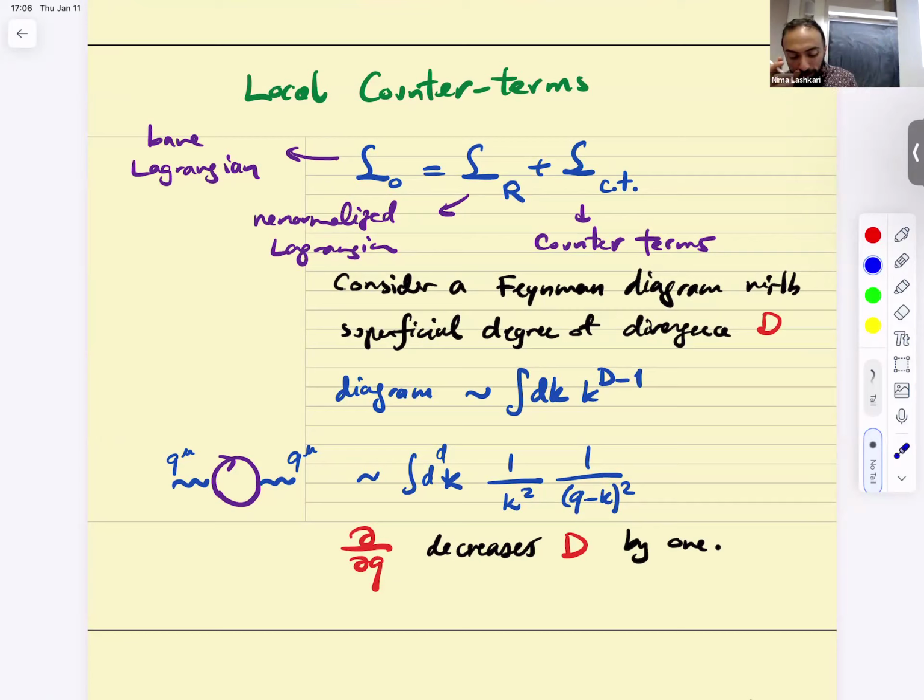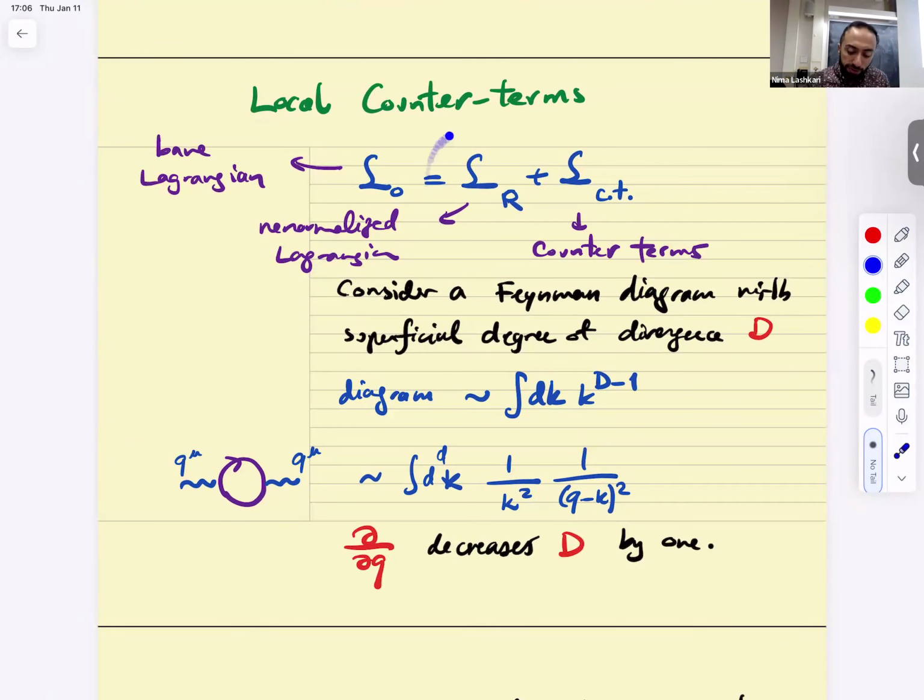Another thing I want to comment on is higher loops. You take your bare Lagrangian and split it into the renormalized Lagrangian and the counterterms. Now, there are all sorts of divergences in Feynman diagrams. So consider a Feynman diagram with superficial degree of divergence, capital D. That means that the amputated diagram, for example, if there's a loop in the middle, includes an integral over k, the momentum that runs in the loop, of k to the power of D minus 1. That's what it means to have superficial degree of divergence D. In this particular case, this is 1 over k squared because of this propagator, and this propagator is 1 over (q minus k) squared.